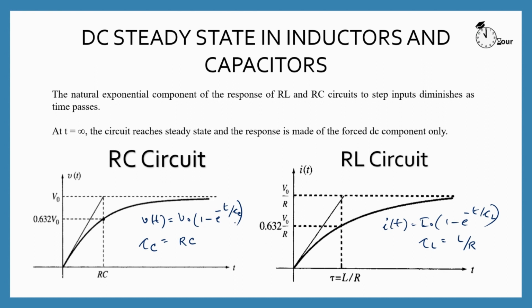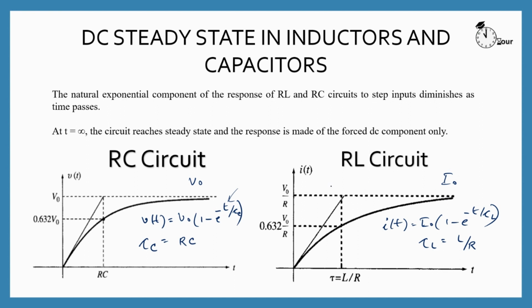Here, when t tends to infinity, this exponential component vanishes and the system attains a steady state where the response is just the DC component. That is why at t equal to infinity, the circuit reaches a forced DC response. That is V naught in case of the RC circuit and I naught in case of the RL circuit. If you remember, V naught is nothing but the voltage of the source to which the RC is connected, and I naught is the current due to the source that R and L are connected to.